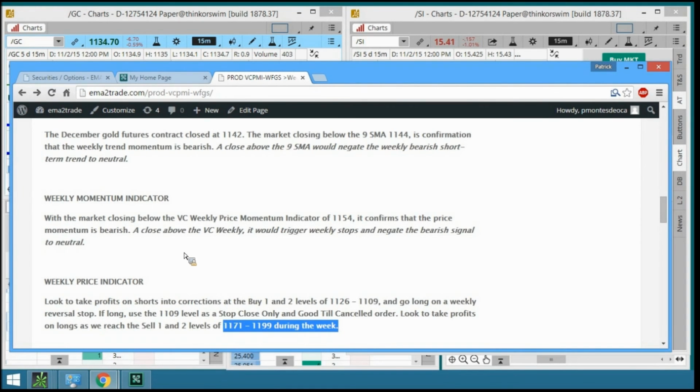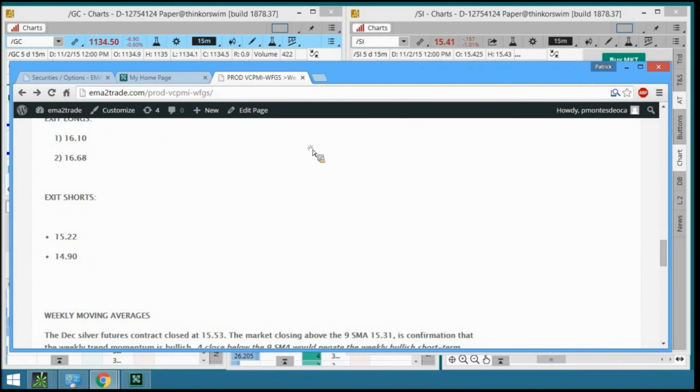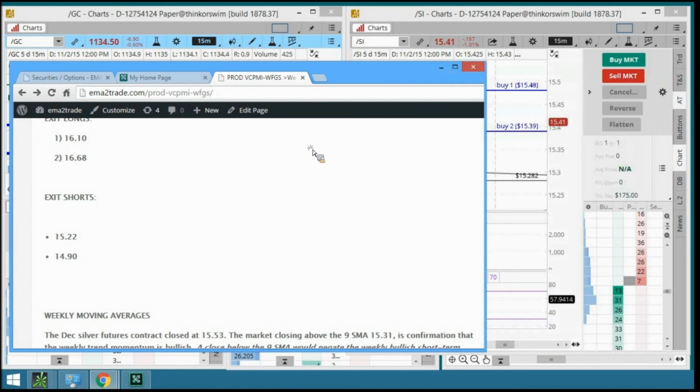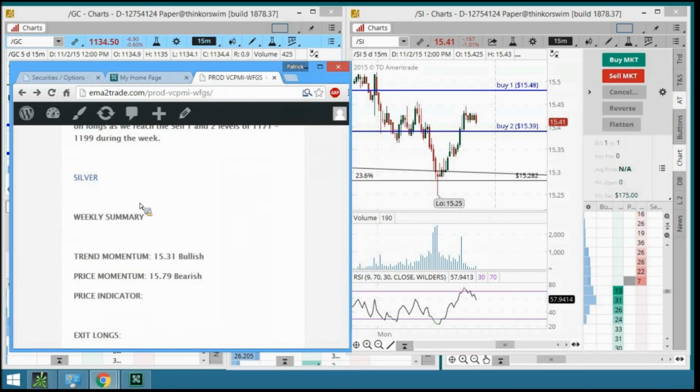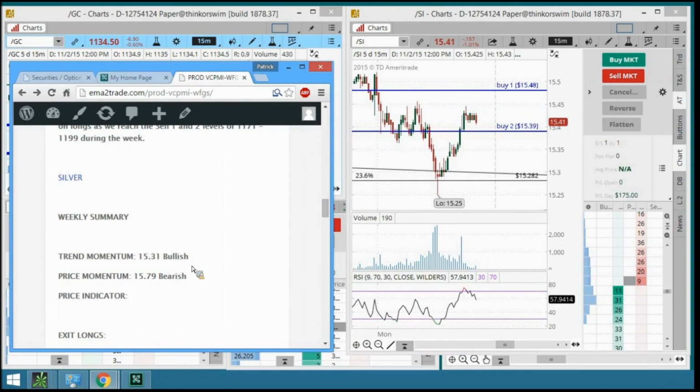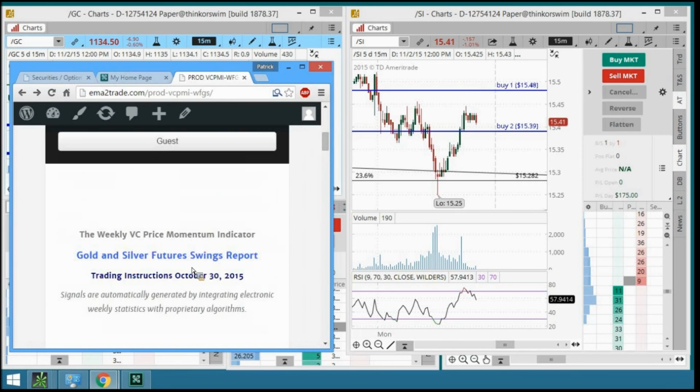And so this is how we identify the price action, you might say, that we're looking at in terms of the gold market and in terms of the silver market, using basically the weekly swings price momentum indicator report that we publish every Saturday.